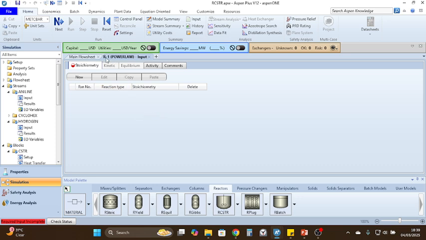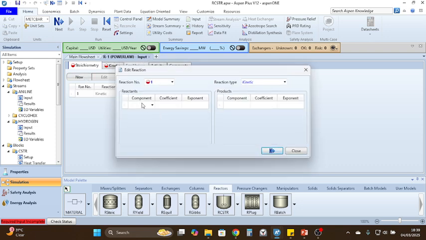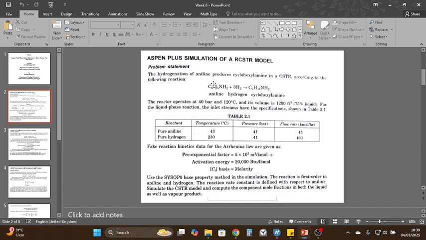So here you can see that R1 reaction is highlighted. So we are going to click on new. Now the components we have to specify. So what is the component? Remember that the reactants are aniline and hydrogen, and this is the cyclohexylamine, out of which the stoichiometric coefficient of aniline is 1. For hydrogen it is 3, and for cyclohexylamine it is 1. Try to remember this particular reaction.